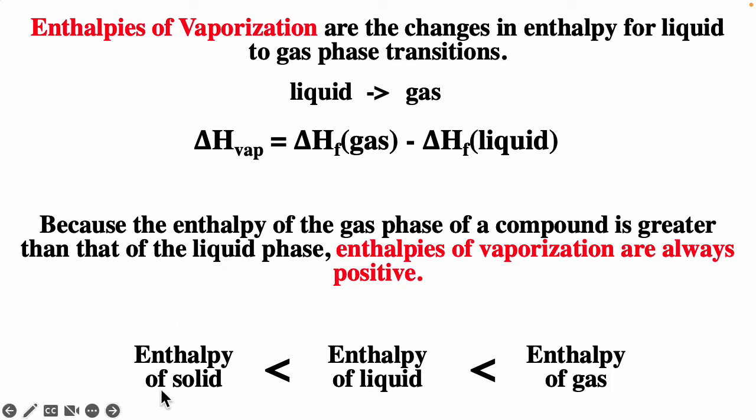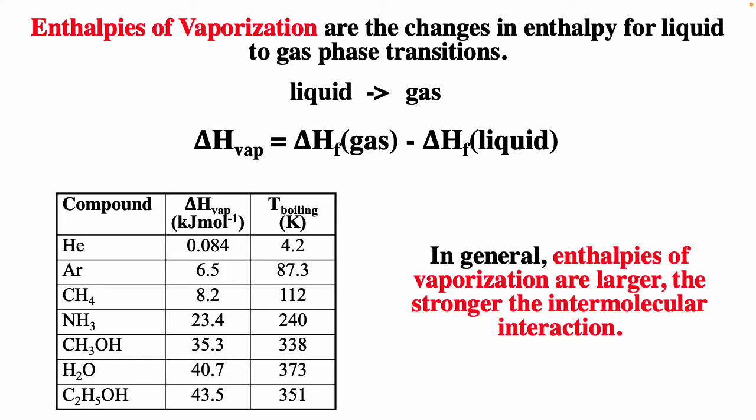Enthalpies of the solids are always less than the enthalpy of the corresponding liquid, which is always smaller than the enthalpy of the corresponding gas. Here are some enthalpies of vaporization and boiling points. Typically, the larger the enthalpy of vaporization, the higher the boiling point. Typically, the stronger the intermolecular force, the higher the enthalpy of vaporization and the higher the boiling point.